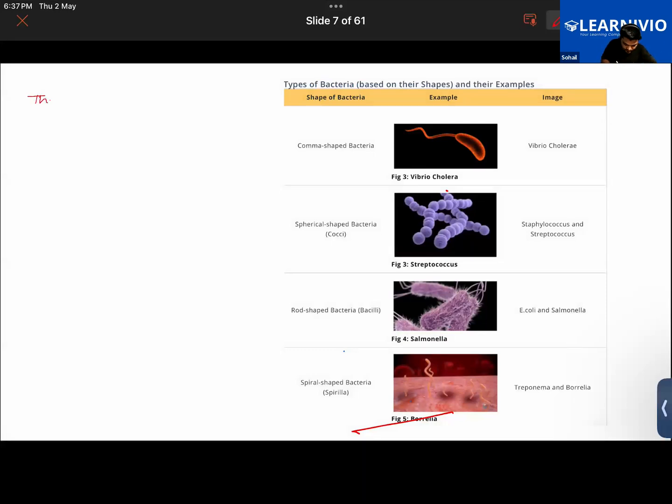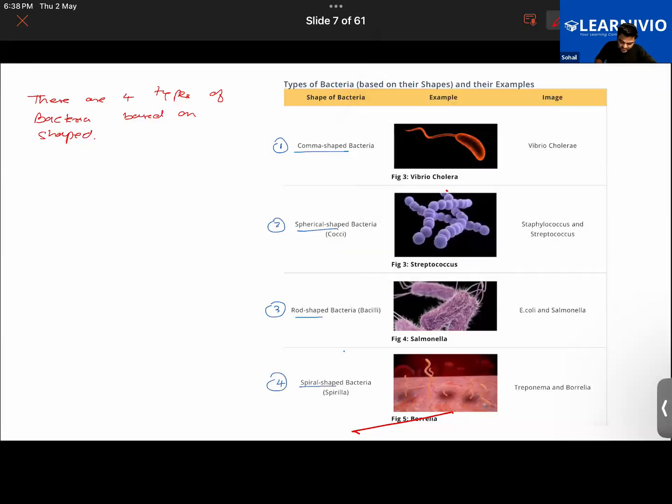So there are 4 types of bacteria based on shape. Namely, the first one you have comma shaped bacteria. Second one is spherical shaped bacteria. Third one is rod shaped bacteria. Fourth one is spiral shaped bacteria.